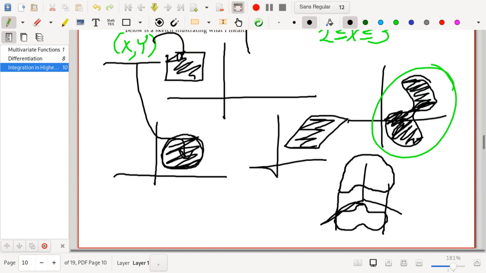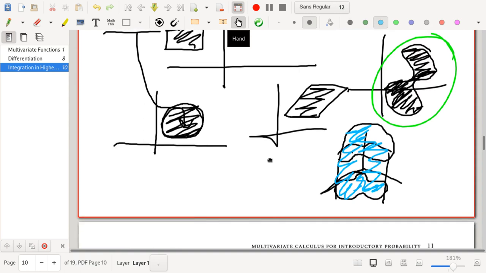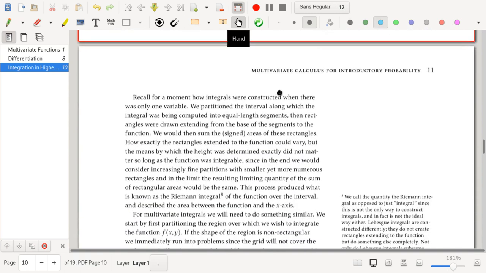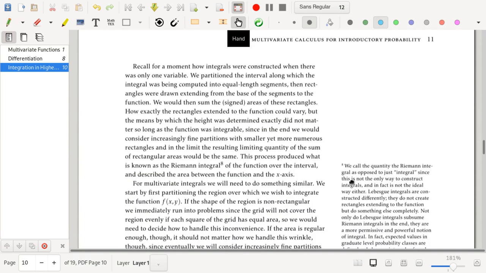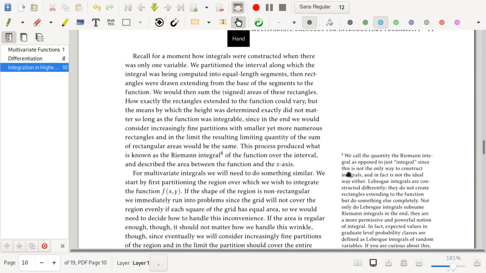So, we need to allow for computing volumes in strange regions like these. And for that, we need to rethink about how we're going to work with integrals in a higher dimensional space. So, how exactly are we going to do that?